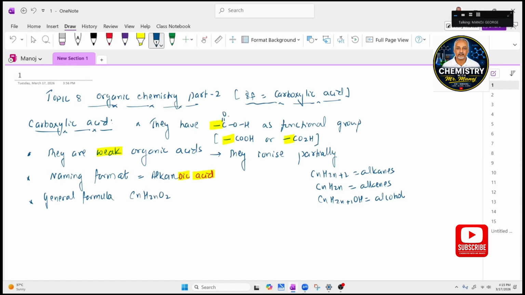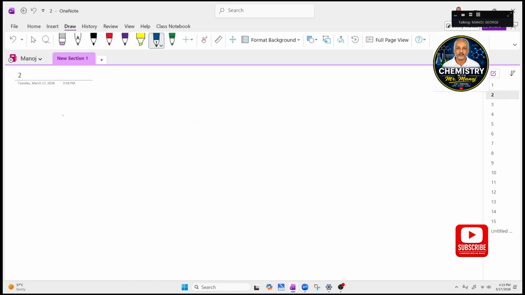So for example, let me go to the next page and I'll give you some examples of how to write the molecular formula, how to draw the display formula and structural formula, and how to name carboxylic acids. So that's the first thing that we're going to do. If you're ready, if you have any questions anytime, let me know. So that's the first example.